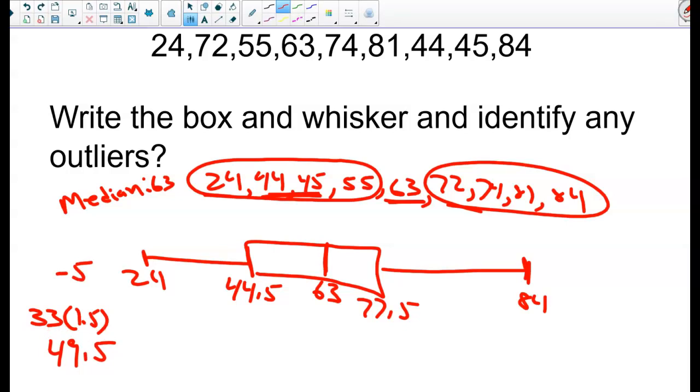And I add it to the third quartile. That puts me at 49.5 plus 77.5, I believe it's 126. Can someone put that in a calculator, 77.5 and 49.5? What is it? 127? And those are my outliers. Less than -5, more than 127, so there are no outliers here.